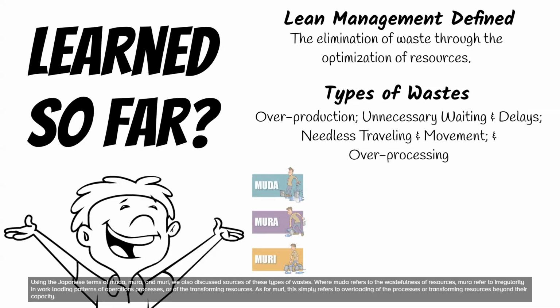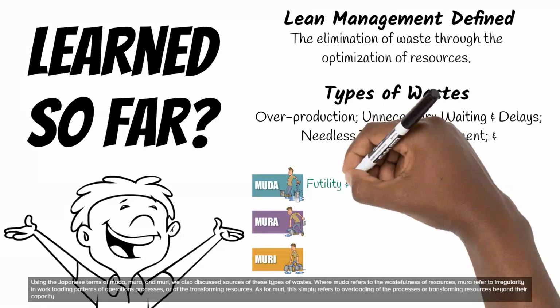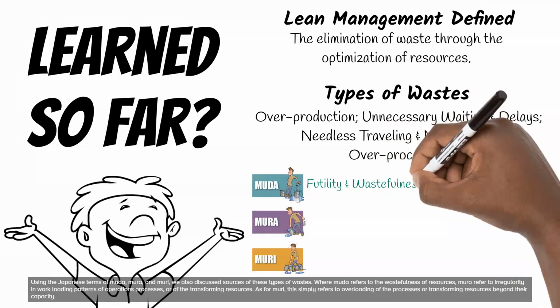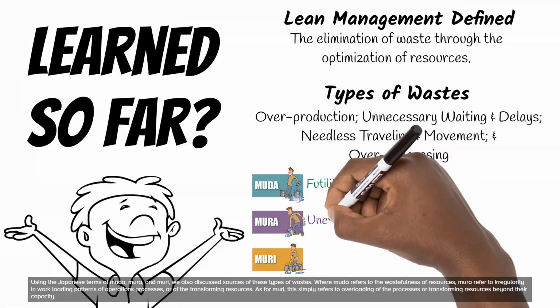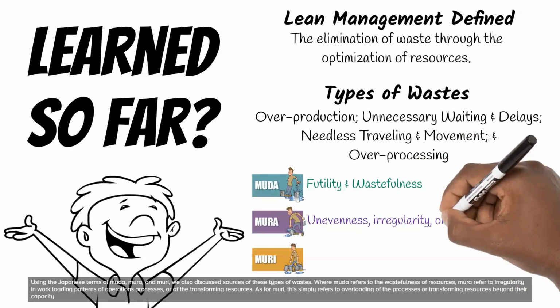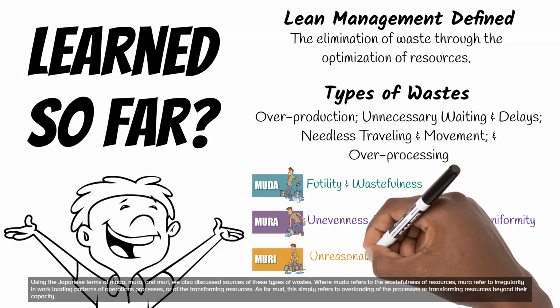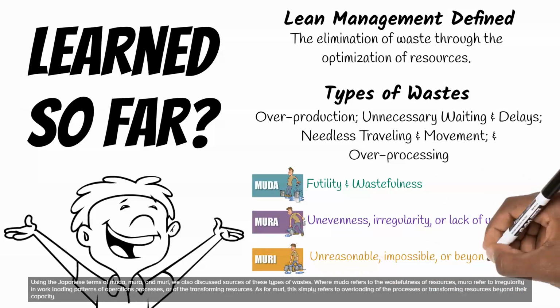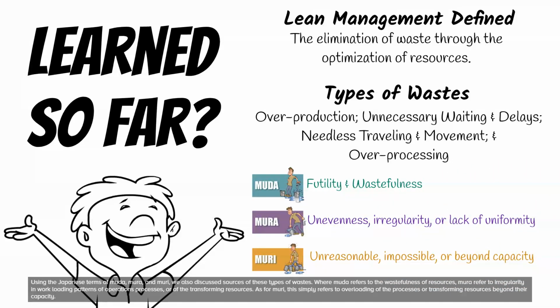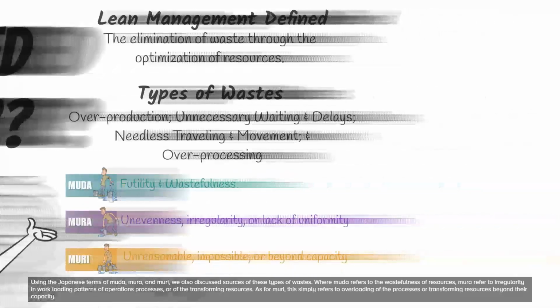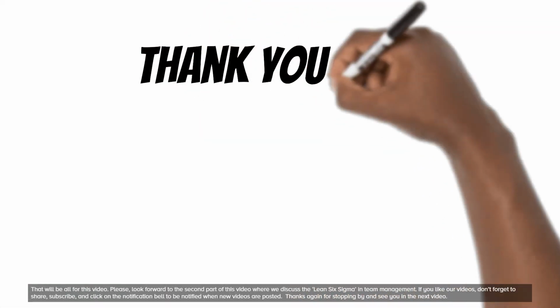Using the Japanese terms of muda, mura, and muri, we also discussed sources of these types of wastes. Muda refers to the wastefulness of resources, mura refers to irregularity in work loading patterns of operations processes or of the transforming resources. As for muri, this simply refers to overloading of the processes or transforming resources beyond their capacity. That will be all for this video.